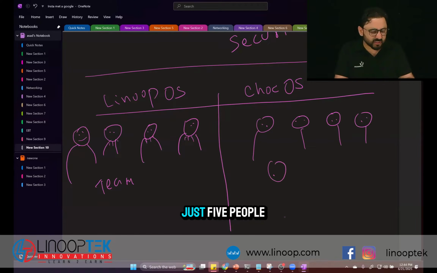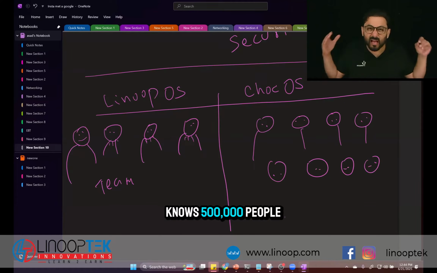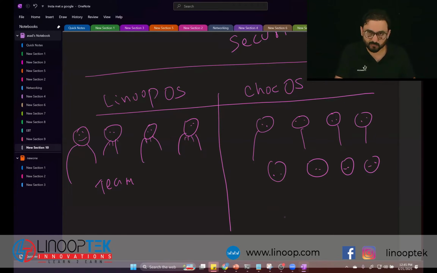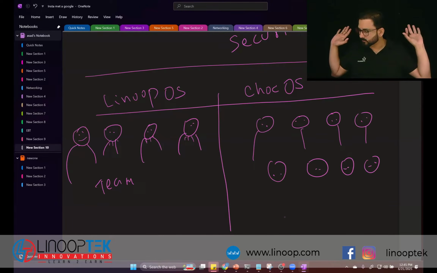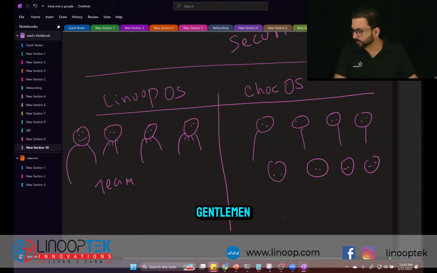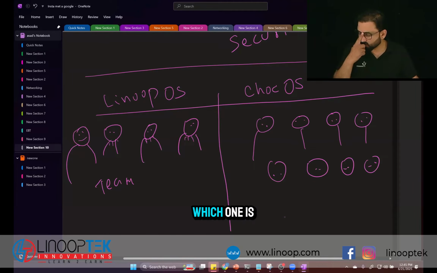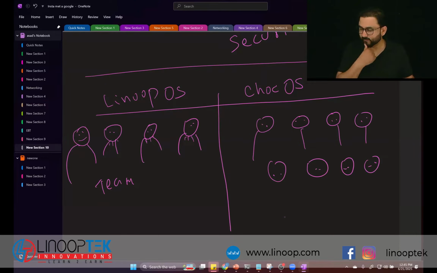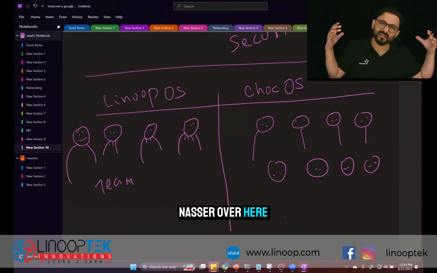And this is just five people. You have, God knows, a 500,000 people team. Which one is going to come up with the best operating system? I rest my case, ladies and gentlemen. Tell me, which one is going to come up with the best operating system, ChalkOS or LinoopOS? Well, I have Nasser over here.